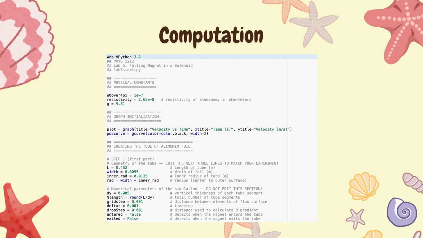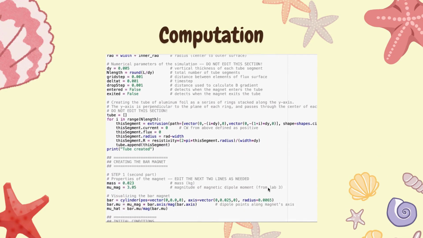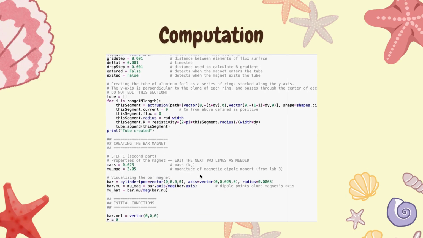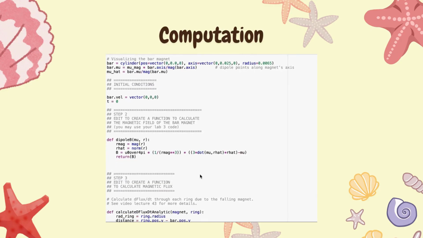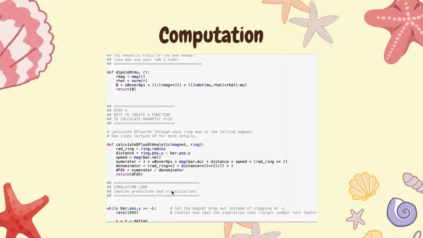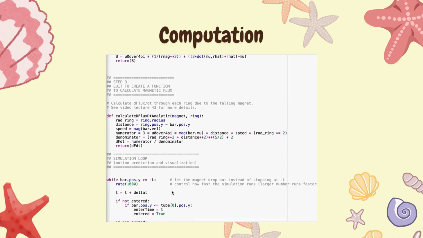So overall, this code simulates the motion of a falling bar magnet through a conductive aluminum tube using numerical methods and electromagnetic theory. If we begin scrolling down here, this for loop right here allows us to model the aluminum tube as a stack of thin circular rings, each with electrical resistance determined by the resistivity of aluminum and the ring's geometry. If we keep scrolling down, we get to this first function. This is to calculate the magnetic field of the bar magnet. To do this, we took the magnetic field formula for a dipole since we are modeling the bar magnet as a dipole. In the next function, we are calculating the magnetic flux, and we are applying Faraday's law.